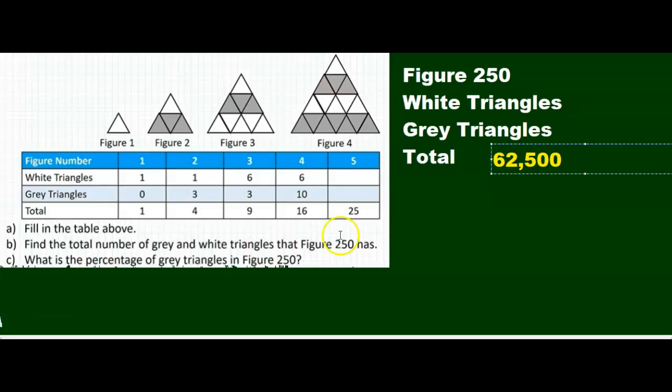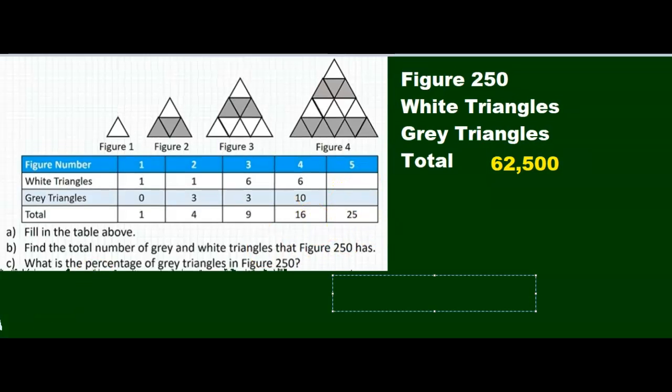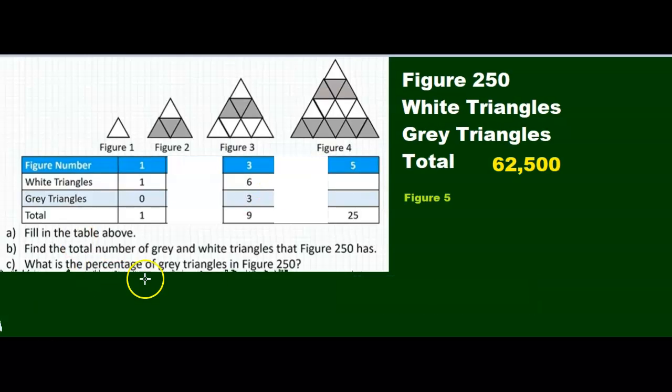So I'm going to put that in here, 62,500 triangles. Now, how do we fill the table here? If you notice, we have two separate scenarios. For figures that have even numbers, we're going to have more gray triangles, and for figures with odd numbers, we're going to have more white triangles. So to fill in the table for figure 5, let's look at our odd numbers. If you notice, there is a pattern going on here.